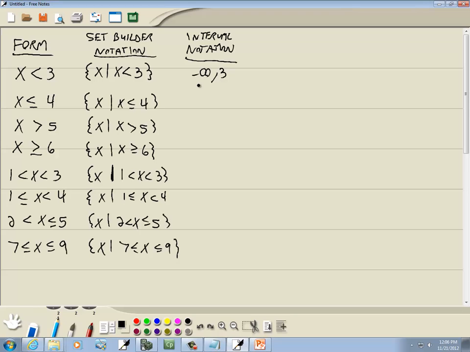Let me open that window a little bit there. There it goes. So you can never reach it, which means we're going to put parentheses on it. Parentheses means it doesn't include a number. Now, x is less than 3 means it doesn't include a 3, so it'll be parentheses there.